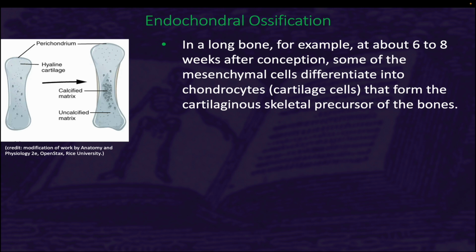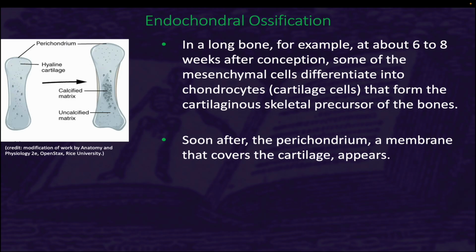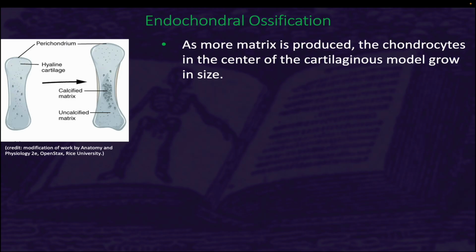In a long bone, for example, at about 6 to 8 weeks after conception, some of the mesenchymal cells differentiate into chondrocytes, cartilage cells, that form the cartilaginous skeletal precursor of the bone. Soon after, the perichondrium, a membrane that covers the cartilage, appears. As more matrix is produced, the chondrocytes in the center of the cartilaginous model grow in size.